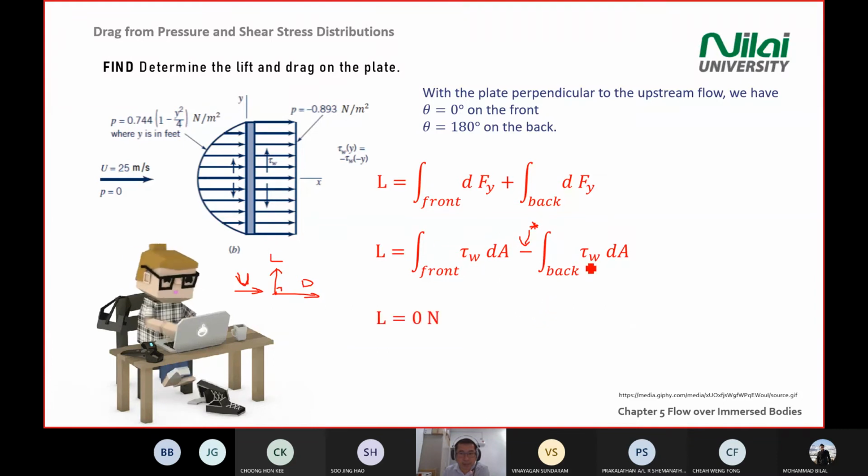And because these two magnitudes are the same, because the shear component is the same in this equation, the shear front and back is the same. So your lift equals 0 Newton. You don't need to go for further analysis because you know from the definition, from the diagram, that these two components are the same. So positive component minus negative component, you get 0.